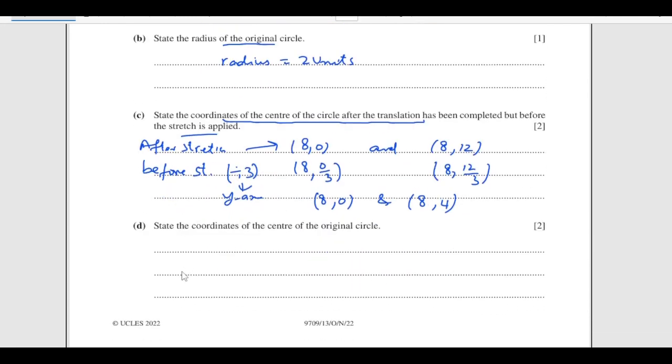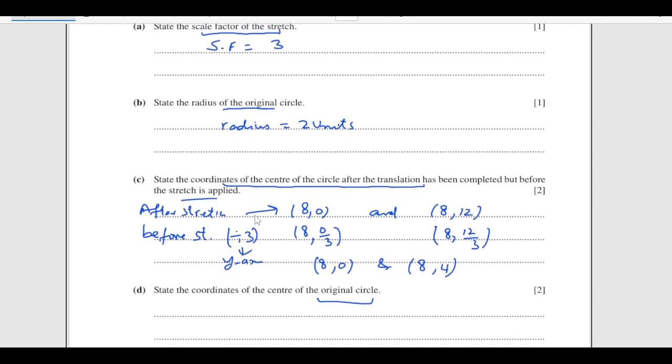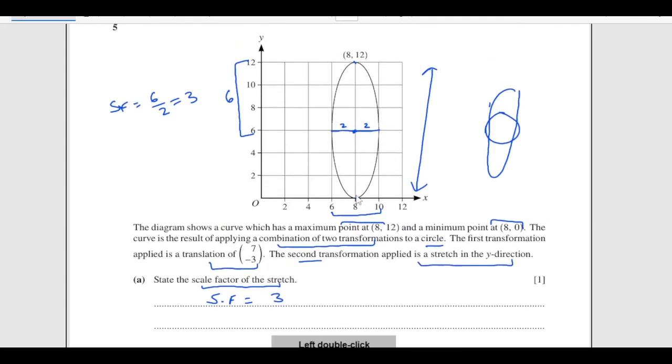Now state the coordinates of the center of the original circle. So this is a bit tricky. The center of the original circle. As you know, the center after translation is here, this is 8 and this is 2, 4, 6. So the center is here, and this has been stretched along the y axis. So the question is to state the coordinates of the original circle. There are two things applied here: one is the translation of (7, -3), the other one is the stretch along the y axis.